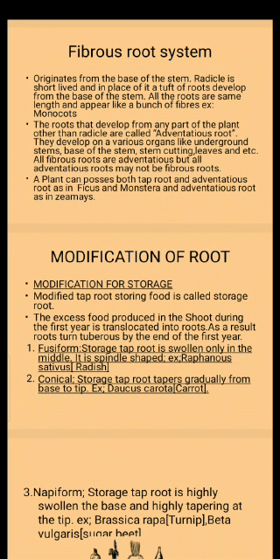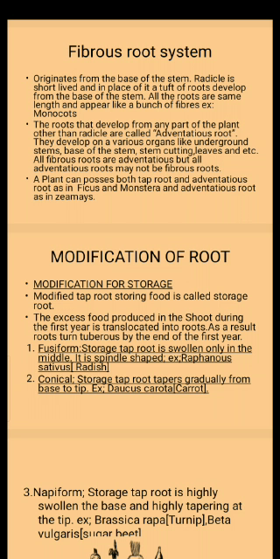Apart from this, root also undergoes modification for storage. That's why the modified taproot storing food is called storage root. The excess food produced in the shoot during the first year is transported into the roots. You remember, root does not prepare any food material. Shoot is important to prepare the food material. Roots are only storage organs. As a result, roots turn tuberous by the end of the first year.